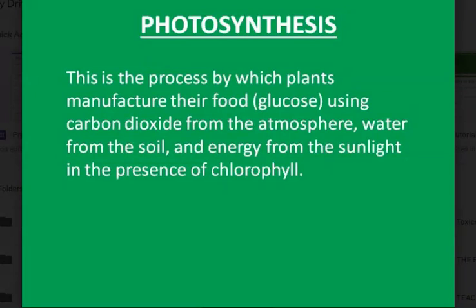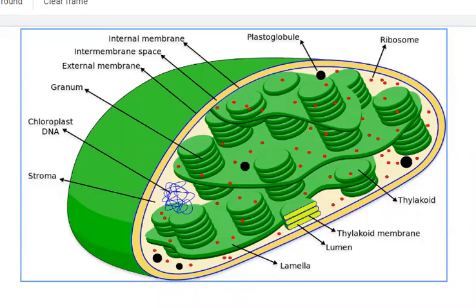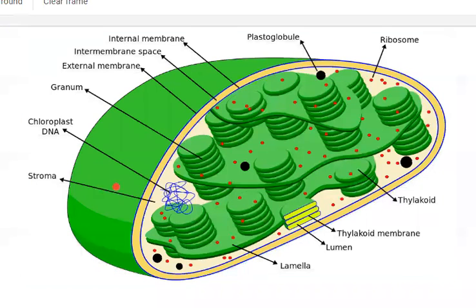And chlorophyll can be found in what we call the chloroplast, right? It's the chlorophyll that gives the leaf the green color. So let's look at how the chloroplast looks. This is a diagram of the chloroplast, a cross section through it. As you can see, it has an outer membrane, which is called the external membrane. There's the external membrane, an internal membrane here, and an intermembrane space, a space between the two membranes.